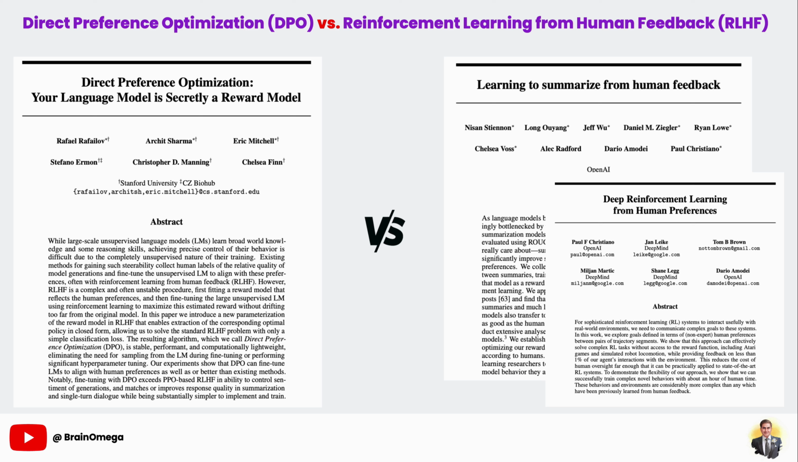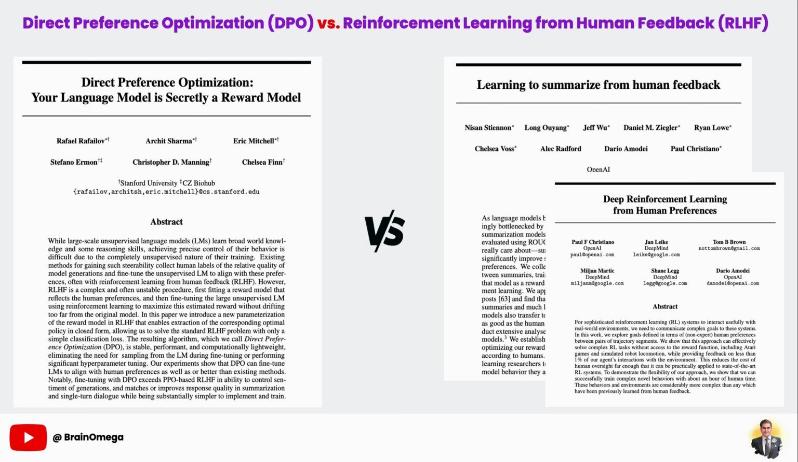Before DPO, the gold standard was reinforcement learning from human feedback, or RLHF. As the name suggests, it's a multi-stage process. First, you train a separate reward model. You show it thousands of pairs of model responses and ask humans which one they prefer. The reward model learns to predict which response will get a higher score. Second, you use that reward model as a judge in a complex reinforcement learning loop. Your language model generates text, the reward model scores it, and you use algorithms like PPO to nudge the language model's policy toward generating higher scoring text.